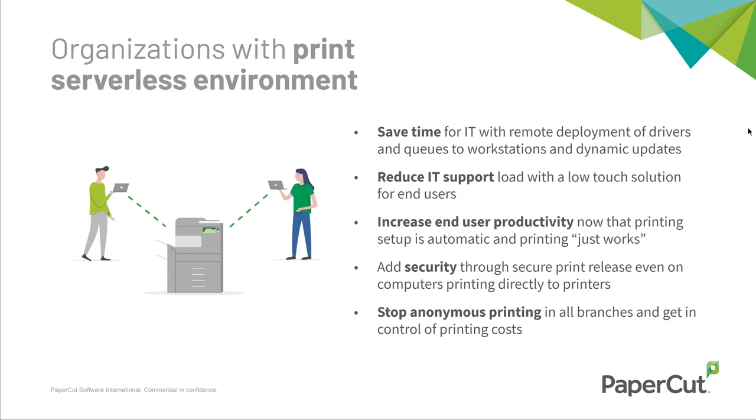But two to call out here are adding security, because now on these branches you can have secure print release. Back in the day, users just printed directly to all the printers at a branch. But now with Print Deploy, you stop anonymous printing, you get secure print release, and you can also start tracking jobs. So security and stopping anonymous printing are two big things to focus on in a print serverless environment.